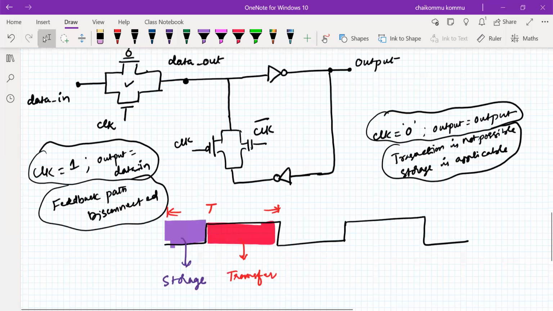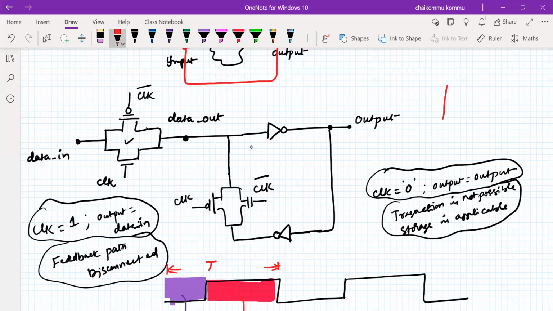What is the block diagram for this one? The block diagram is something like this. It has a D input signal, the data input signal, for example. Please try to understand. Next is a clock signal. The next one is the output signal. Instead of writing output, I am writing out.